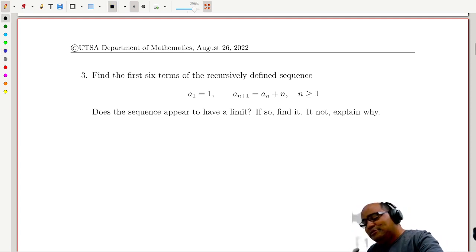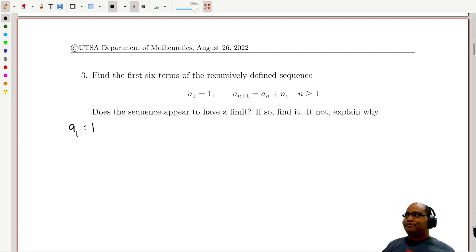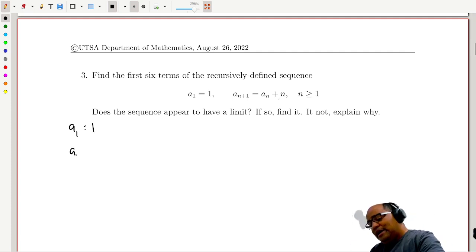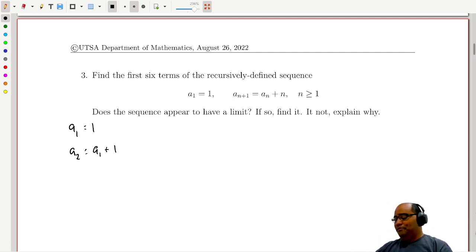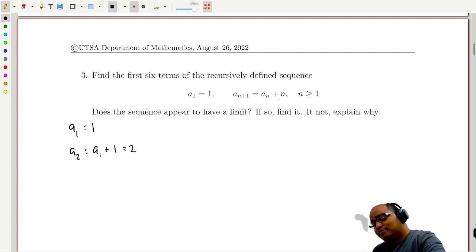So I want to find the first 6 terms. Let's go ahead and run through this. We're already given our seed, our initial condition, A1 equals 1. Now, how do we get A2? Well, the next term is just the previous term plus the index of the previous term. So we know that A1 is 1. 1 plus 1 is 2.